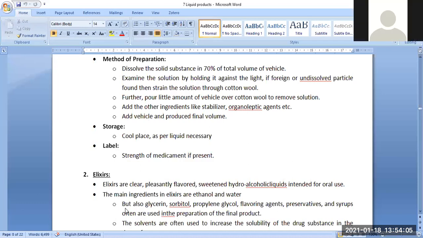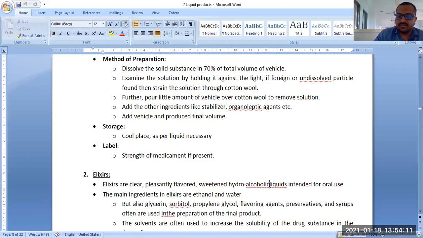Hello. Glucose, sorbitol, something like that. So you have to remember this. Okay.